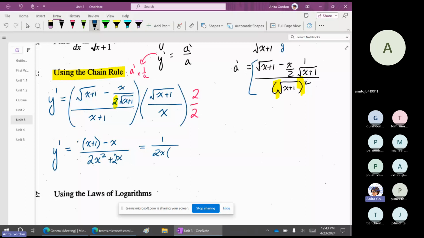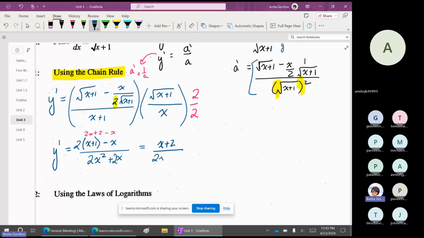Oh, here. Okay, so I did simplify this incorrectly. Let me just reduce. So this would be, let's see, 2x plus 2 minus x. That becomes x plus 2. Is my denominator okay?